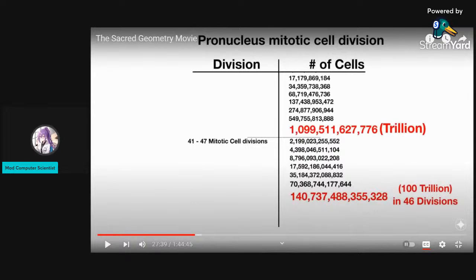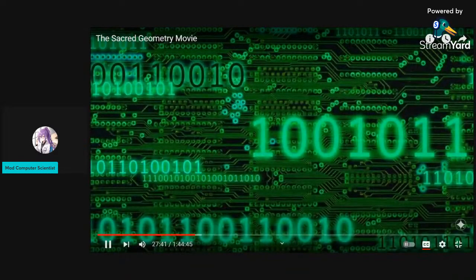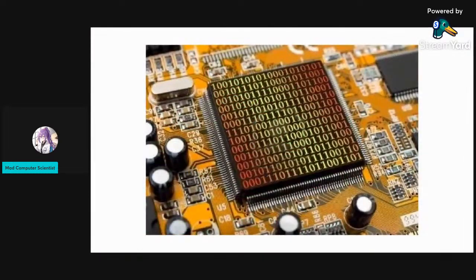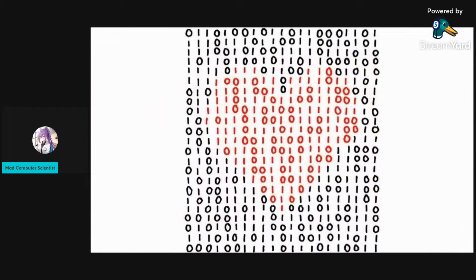Binary means there are only two options. What you're trying to say is that cells reproduce exponentially. Divisions. Binary sequences are also how computers work, by turning on and off chips. Computing at its core, anyways, is binary.